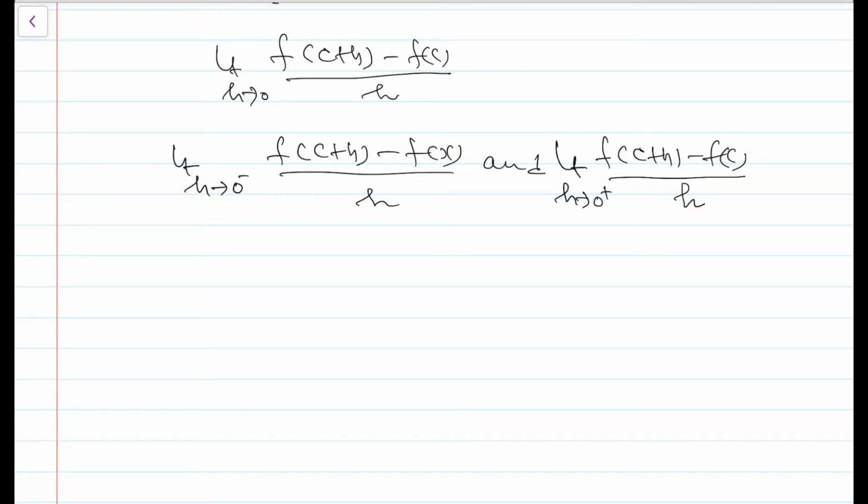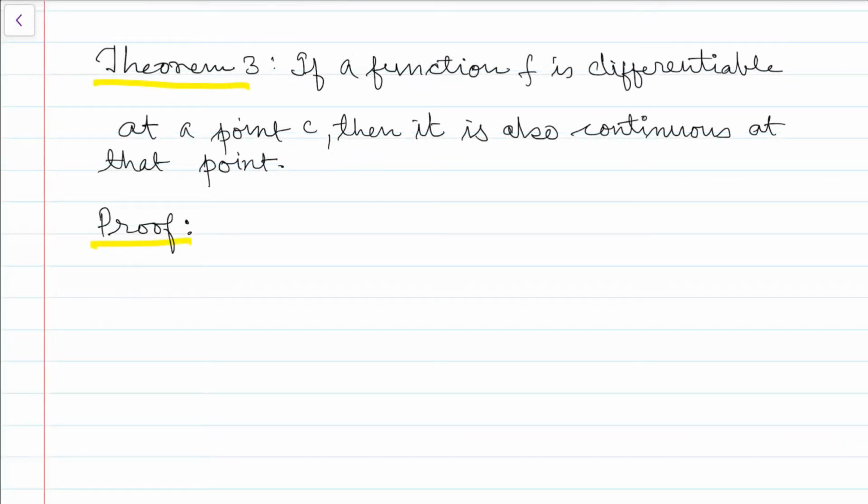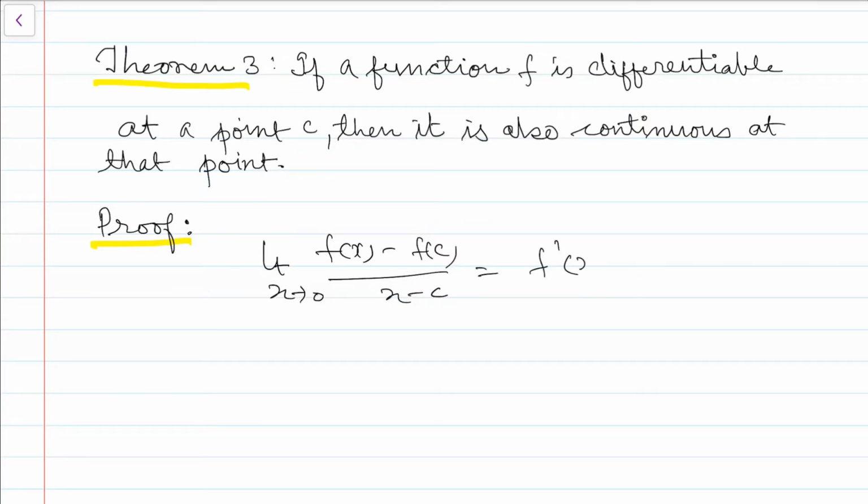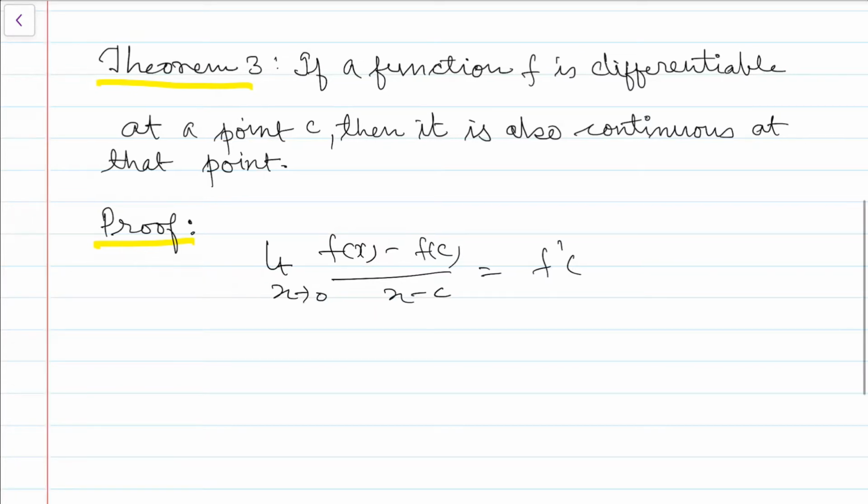Now a function will be said to be differentiable in an interval (a, b) if it is differentiable at every point of (a, b). Now we will prove theorem number 3, which states if a function f is differentiable at a point c, then it is also continuous at that point. Proof. Since f is differentiable at x equal to c, therefore limit x tends to c, f(x) minus f(c) divided by x minus c will be its derivative at x equal to c.